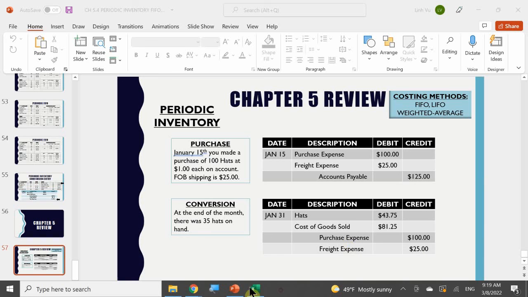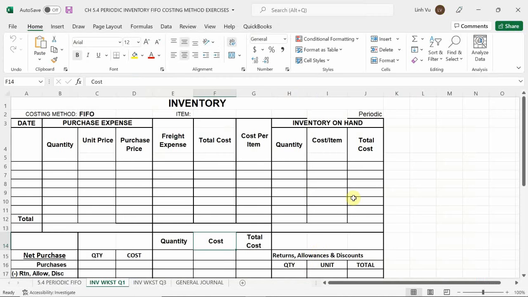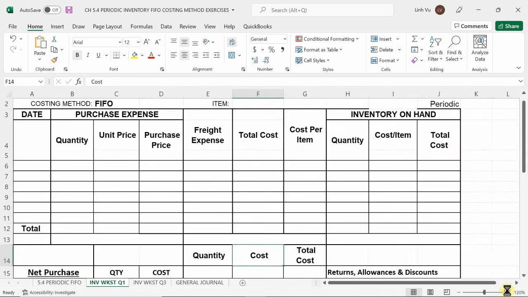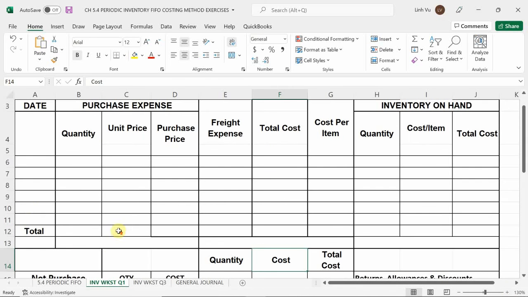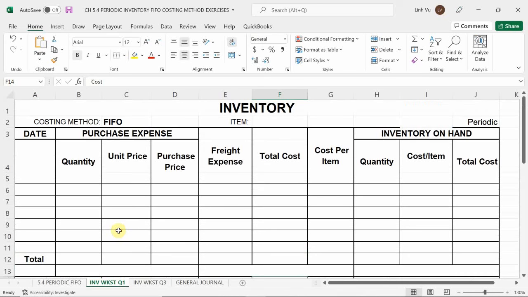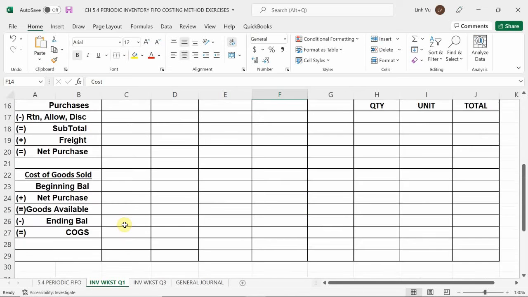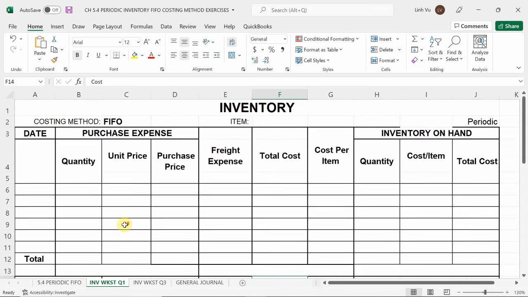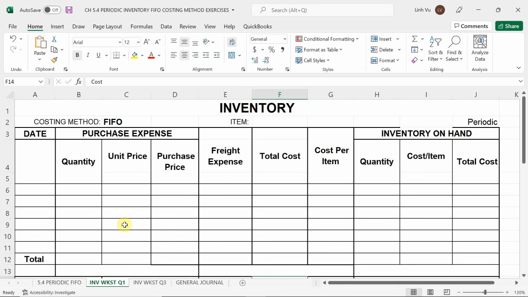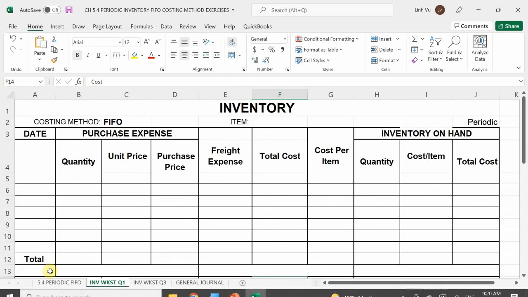So let's go ahead and dive right into our first example here, and then we'll take a break. Okay. So again, this is my inventory worksheet. This is the worksheet that we're going to be using to compute our numbers. I'm going to show you how this is done, and I'm going to use colors so you can make a linkage or an association to where these numbers are coming from.